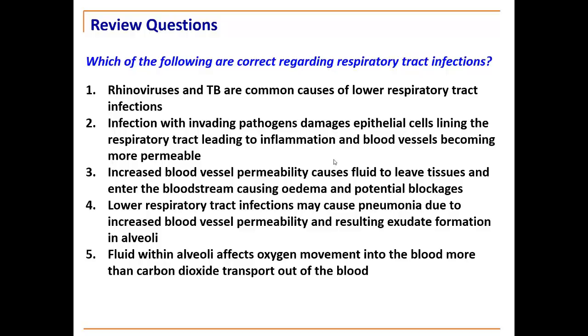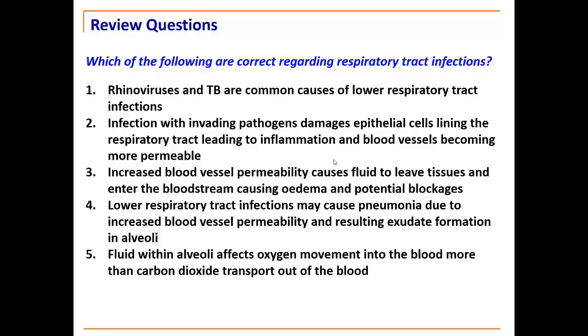Infection with invading pathogens damages epithelial cells lining the respiratory tract, leading to inflammation and blood vessels becoming more permeable. That's correct. So fluid leaves the blood, leading to exudate formation. Increased blood vessel permeability causes fluid to leave tissues and enter the bloodstream, causing edema and potential blockages. That's incorrect. Fluid leaves the blood into the tissues, leading to edema and potential blockage of nasal passage, for example.